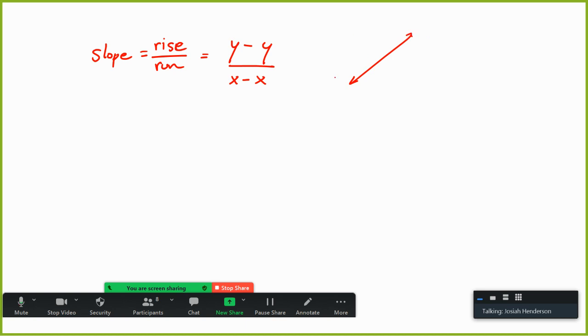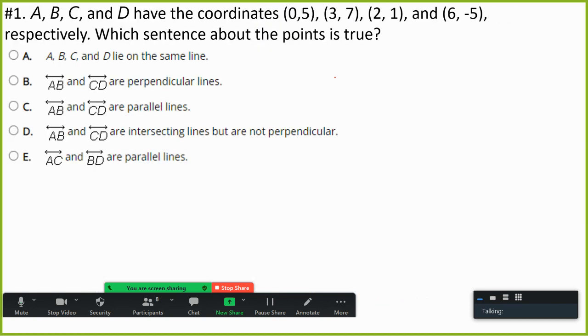Okay, let's look at number 1 now. A, B, C, and D have the coordinates here, 0, 5, 3, 7, and so forth. So these are A, B, C, and D. Which sentence about the points is true? We can only pick one. We're not going to guess. Let's look at the options. They either all lie on the same line, they're perpendicular lines, they're parallel, they're intersecting but not perpendicular, or A, C and B, D are parallel.